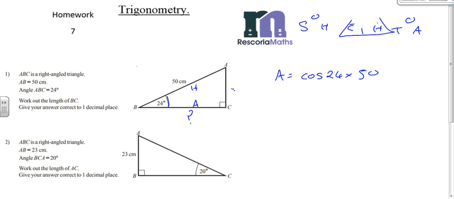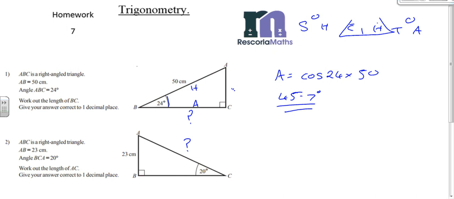Then you do that on your calculator. So you do 50 times cos 24. You should end up getting, if you do it to one decimal place, 45.7. Well done if you got that one. Okay, next. This question we're looking to find AC, which is this one.